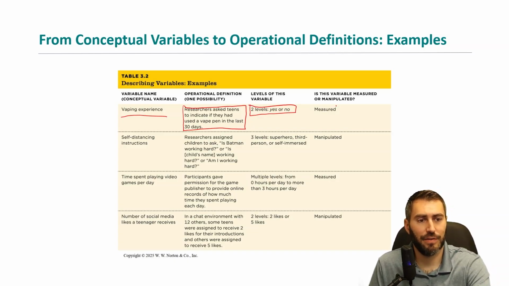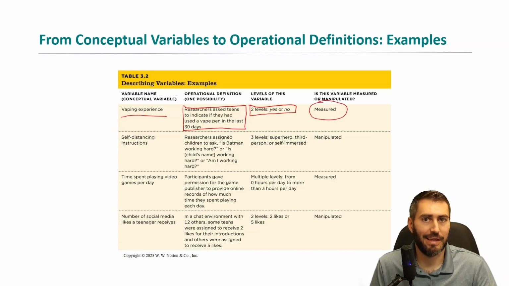And notice here that this is a measured variable. We're not manipulating anything in any way. We are just measuring, we're observing what's going on. On the other hand, we could take a different example.